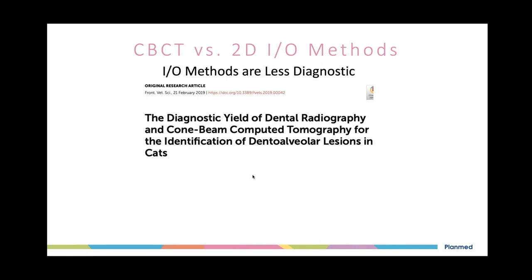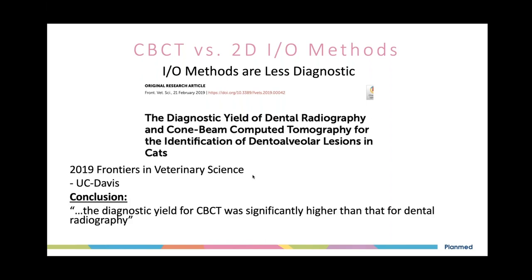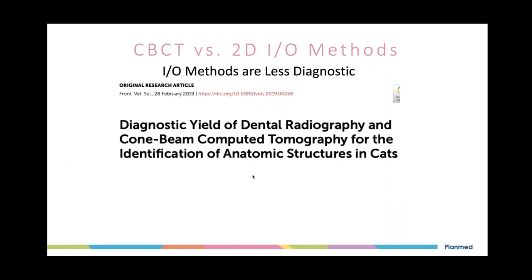Here's another one about the diagnostic yield of dental radiography, meaning two-dimensional intraoral radiography, as compared to cone beam for looking at dentoalveolar lesions in cats. And again, in 2019, in that same Frontiers in Veterinary Science, done at UC Davis, which incidentally has done a tremendous amount of research on cone beam CT, the diagnostic yield for cone beam was significantly higher than for dental radiography.